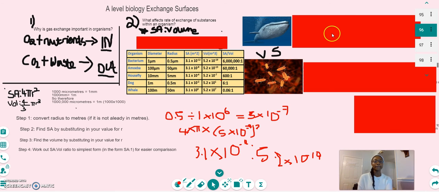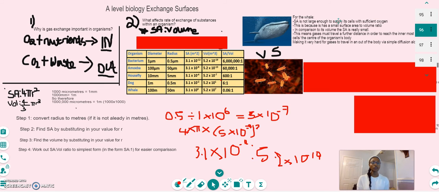Good. So as we can see, as we're going down and getting bigger in terms of an organism, we find that our surface area is actually decreasing. So as the organism gets bigger, the surface area decreases. So let's look at it in terms of our whale. So for the whale, this surface area is not large enough to supply its cells with sufficient oxygen.